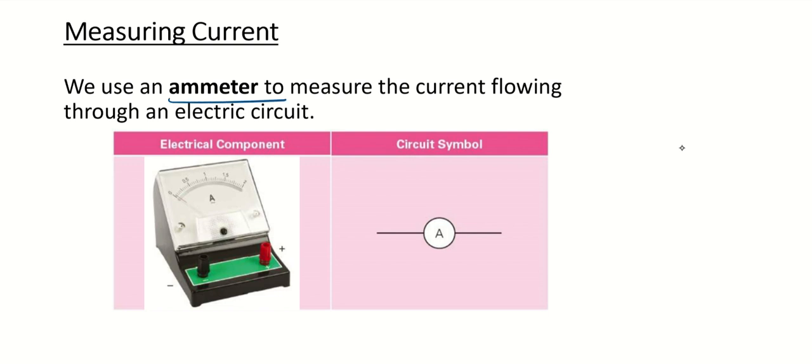Okay, you can see from here, the red color is positive, the black is negative. So if I were to represent it, I will have a plus, I will have a minus as a circuit symbol, right? It will be impossible for you to draw this in the exam. So we will just use a capital letter A with a circle to represent your ammeter. So we use an ammeter to measure current flow.